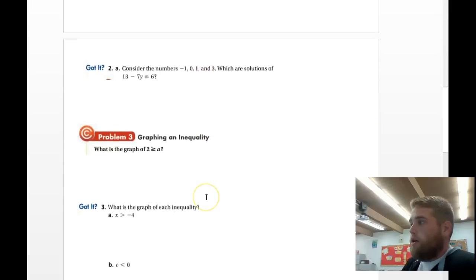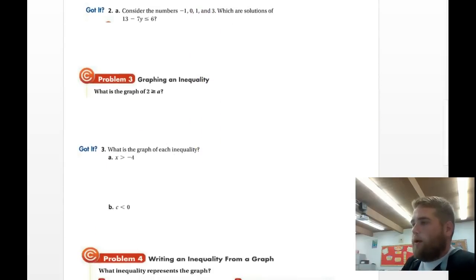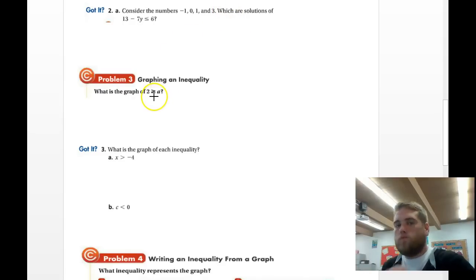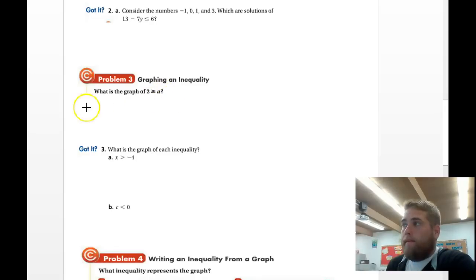Okay, now jumping down here to problem 3. Okay, here is the fun part. We're actually going to do some graphing. Okay, when you are graphing inequalities, the first thing we always want to do is make sure our variable is on the left side. Here in this problem, it is not. We actually have a number on the left side. So I'm going to flip my inequality. So a is going to come here.